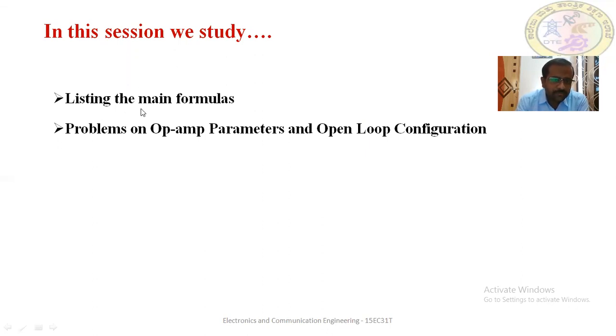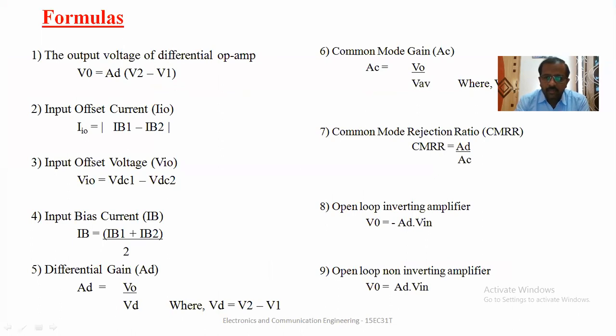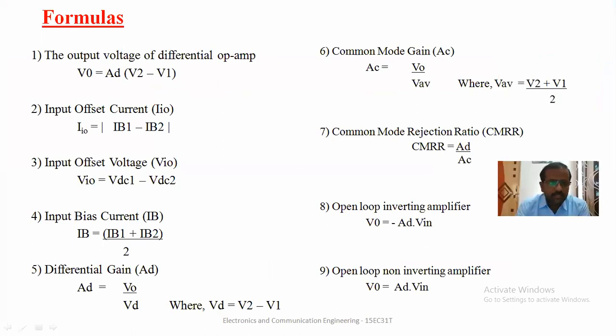Initially I am going to list out the important main formulas, and after that we'll see the sample problems on the operational amplifier parameters and the open loop configuration. If you take the important formulas for the operational amplifier parameters, the output voltage of the differential op amp is given as V0 = AD (V2 − V1). And the input offset current IIO is given as IIO = IB1 − IB2.